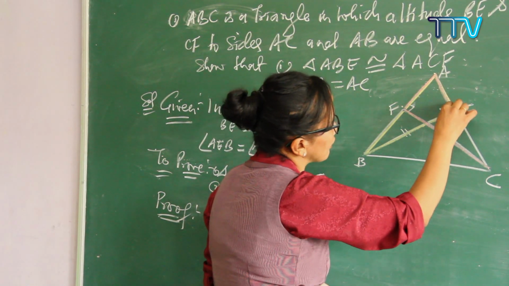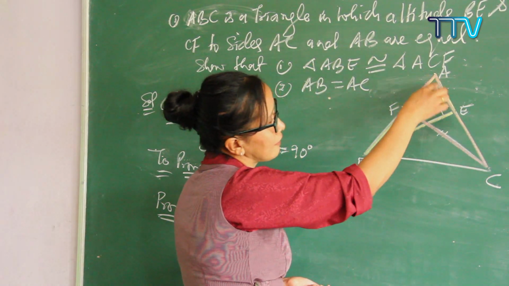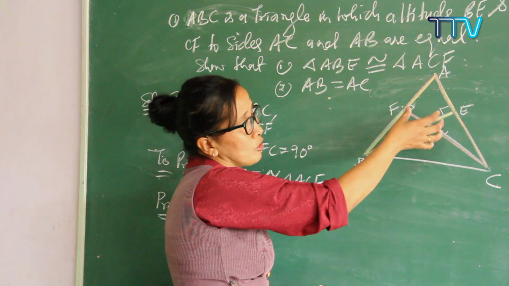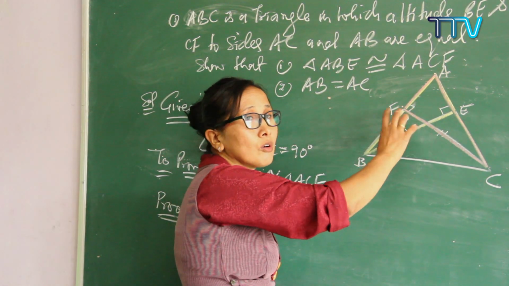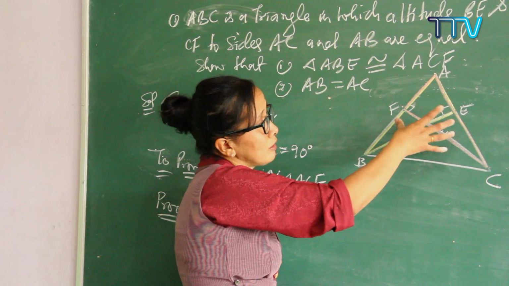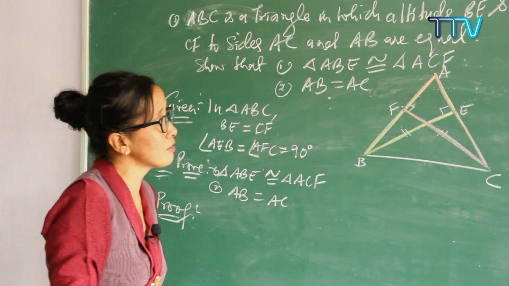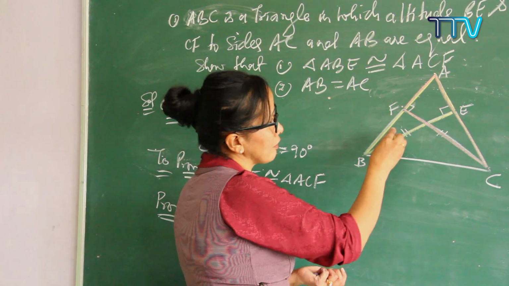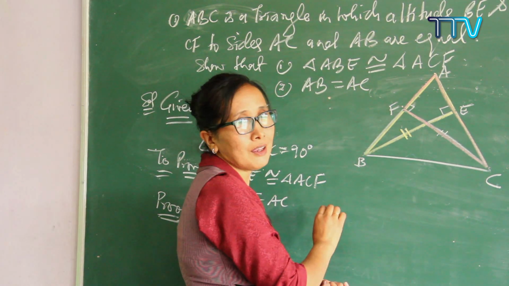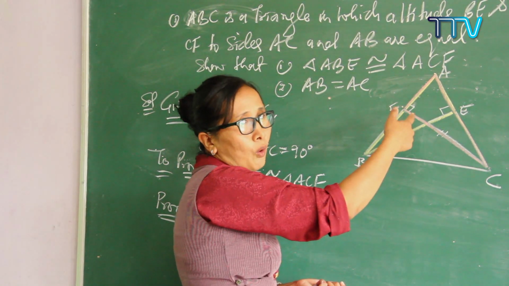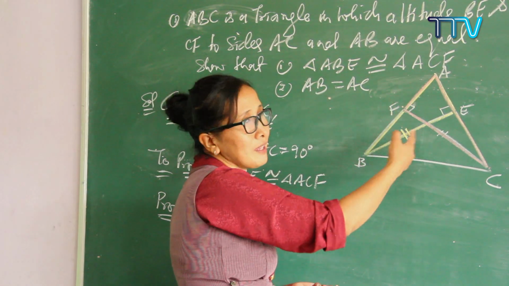You have to prove that these pink triangles and these yellow triangles are congruent to each other. Correct? So in these two triangles, what else is given? First, you have known it here. BE is given. BE is one of the sides of triangle ABE.